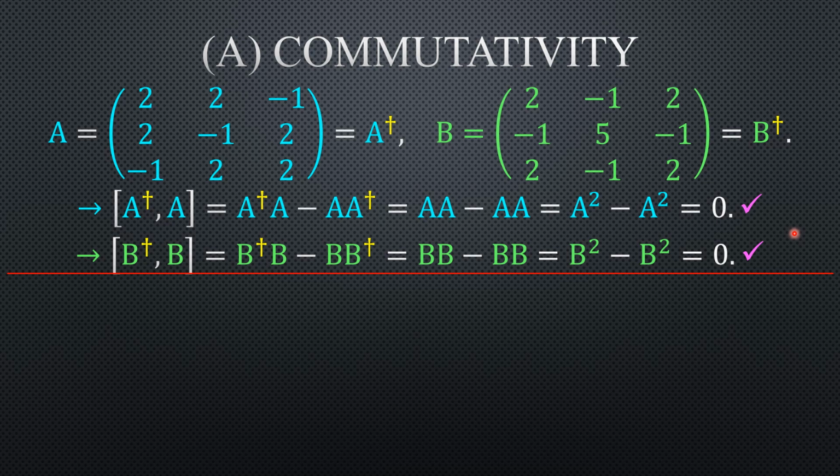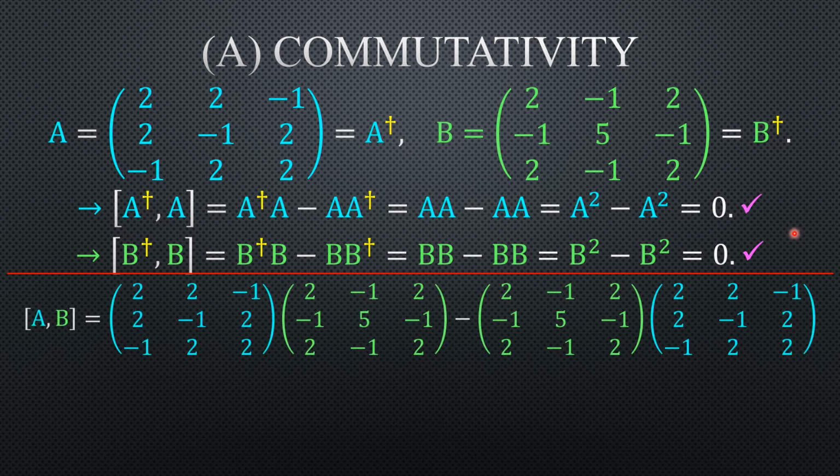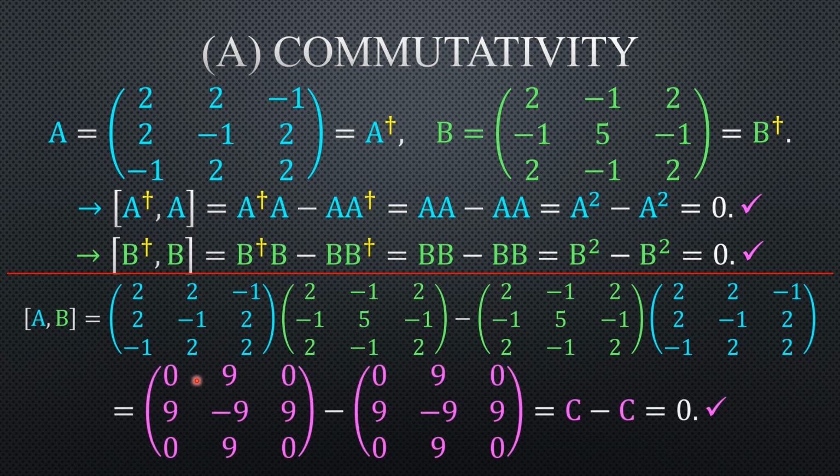Now we have to ask, well, are A and B commutative? We need this if we wish to simultaneously diagonalize them. So let's find out. The commutator of AB minus BA, two matrix multiplications, we see that we get a 0, 9, 0, 9, negative 9, 9, 0, 9, 0, which is very weird. We get zeros up in the corners and nines on the main struts with the negative in the middle. But the important part here is that this matrix is this matrix, so we get C minus C, which is 0. So we confirm that they are commutative and we're good to go.